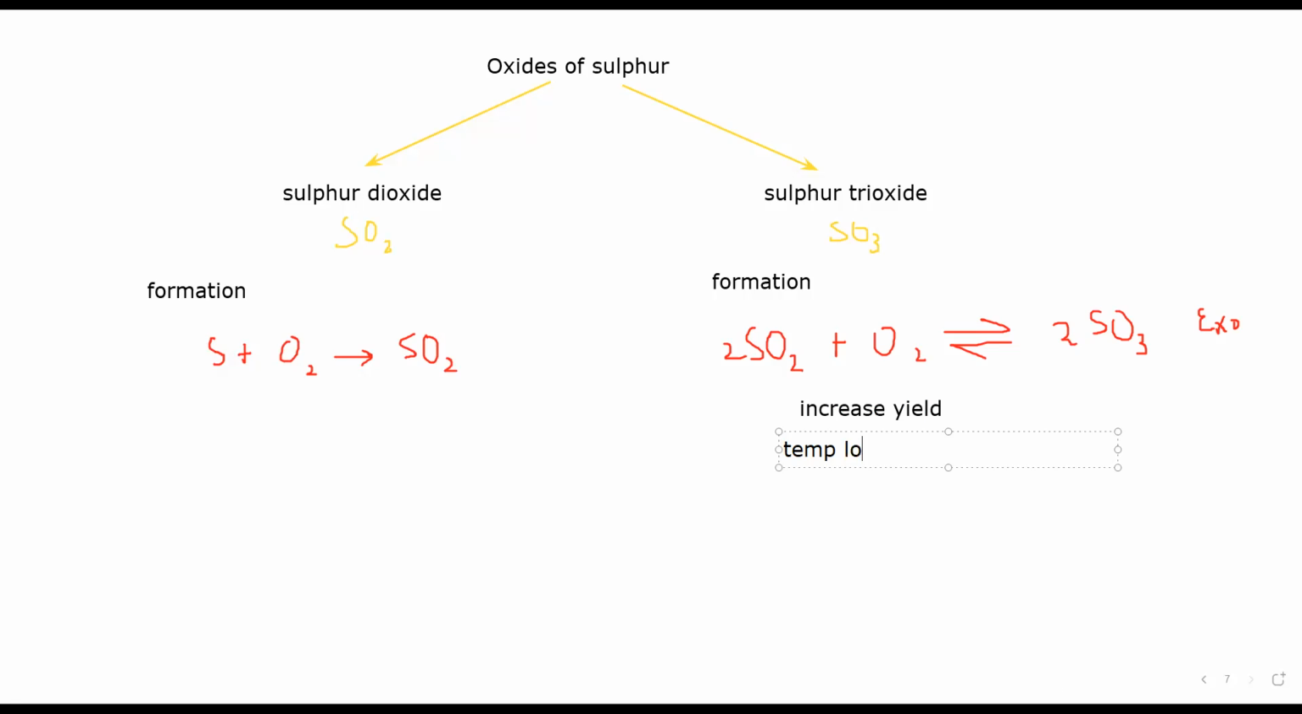Temperature should be low. That's right. And again, we use around 450 degrees centigrade, which is an optimum temperature to have a better rate and yield. And what about the pressure? We should use a high pressure because the reactant has more particles. There are 3 particles of the reactant and only 2 particles of the product. So it prefers high pressure.